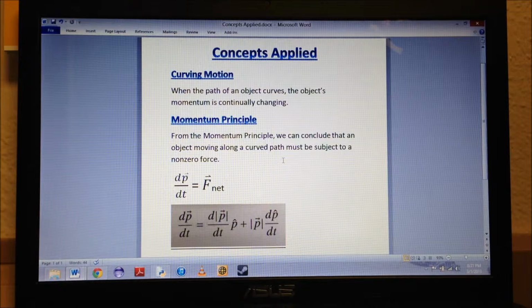Alright, so here are the concepts that we're going to apply in order to solve this problem. So first off, it involves curving motion because the sun is moving in an orbit, which indicates that its momentum is continuously changing. And from the momentum principle, we can conclude that if an object is moving along a curved path, then it must be subject to a non-zero force. And here we have dp/dt equals F net, and the change of momentum can be broken down into its parallel and perpendicular components.